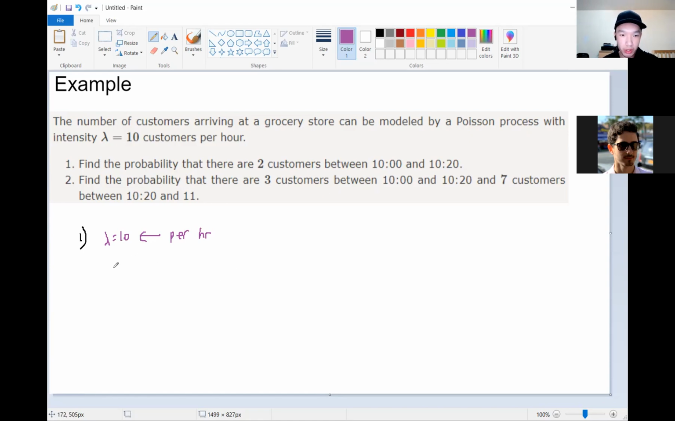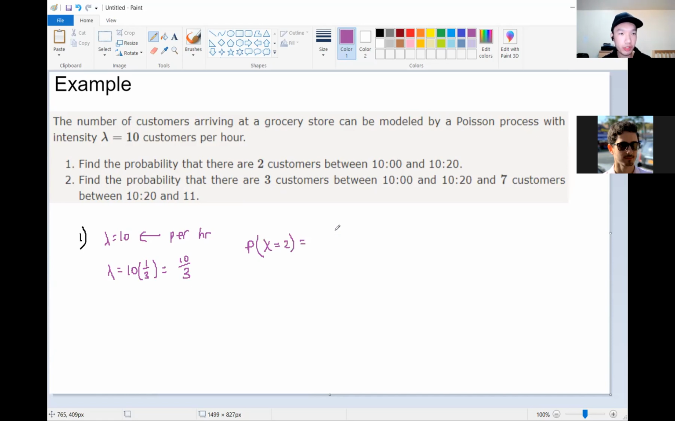Well, what we need to do is basically scale our parameter to account for this change in time. So instead of using lambda equals 10, we're going to use lambda equals something else. So we need to ask ourselves, 20 minutes is how much of an hour? It's basically a third of an hour. So we're just going to change our lambda to 10 times a third of an hour, which is 10 over 3. This is going to be our new lambda that we're going to use to answer this probability question. So yeah, that's basically it. We're finding the probability that there's 2 customers, so X equals 2.